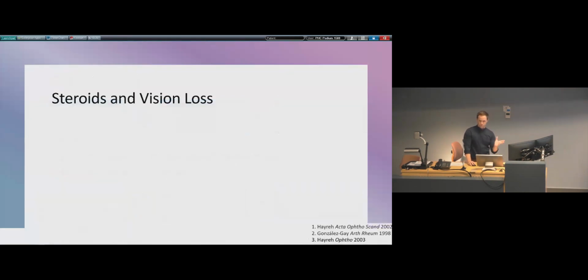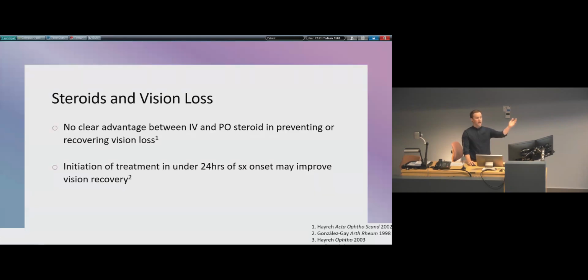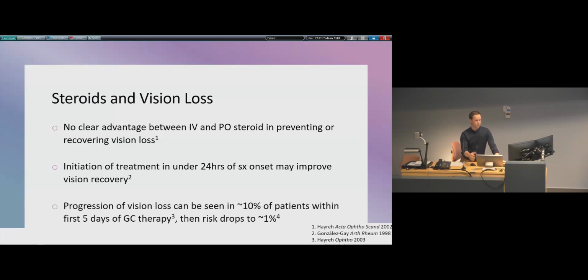When it comes to vision loss, which is probably the most common knee-jerk indication for starting this treatment, there's no clear advantage to IV versus oral steroid in terms of preventing or recovering vision loss. What we have found is most likely more important is the timing. Gonzalez-Gay looked at patients that had received steroid in under 24 hours versus those that had received it after 24 hours. About 58% of patients improved if treated within 24 hours of visual symptom onset, and only about 6% saw any improvement if treated after 24 hours.